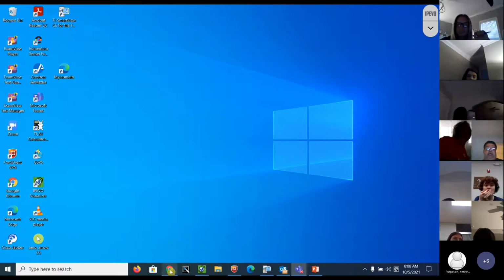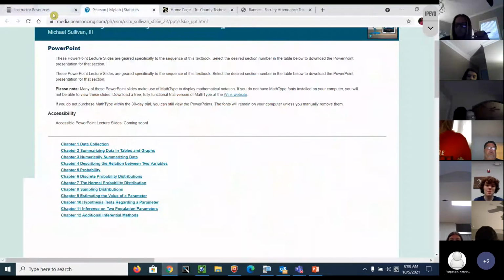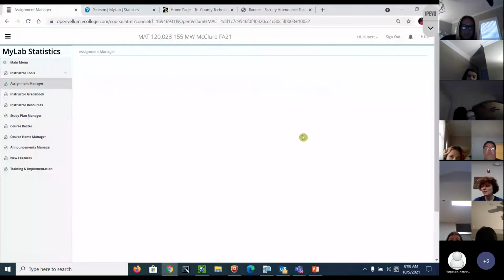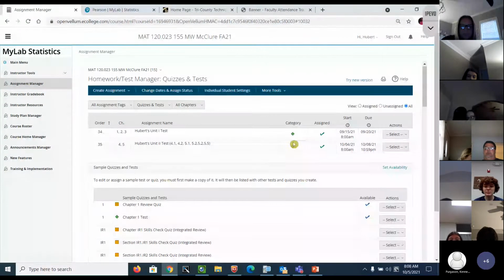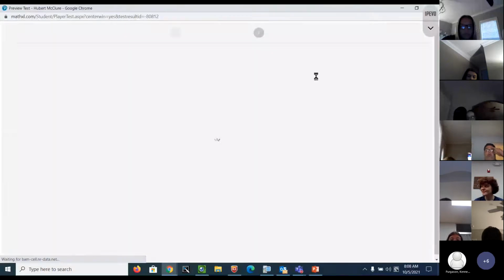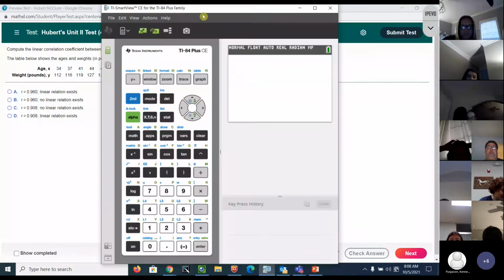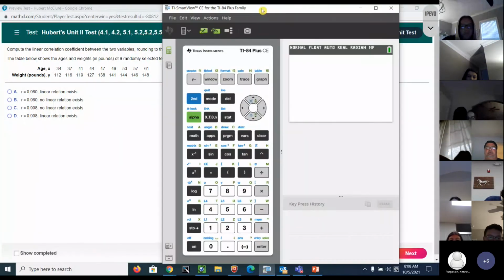All right. Here we go with the test. Let's see what the test looks like. Where is it? Let's go with assignment manager. And here is the test. Compute the linear correlation coefficient between the 2 variables, rounding to 3 decimal places. Well, that's pretty simple. Take your handy dandy calculator. I'll let you punch those in while I punch them in.